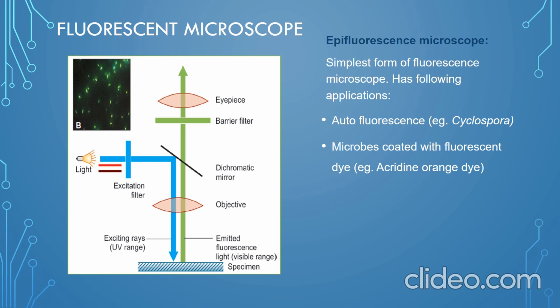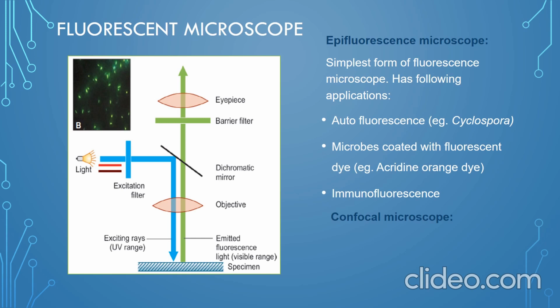One is epifluorescence microscopy, which is of simpler form, and the other is confocal microscopy, an advanced design. The epifluorescence microscope has some applications. It can be used for autofluorescence, like Cyclospora; the parasites can be examined in the epifluorescence microscope. Microbes that can be coated with a fluorescing dye, like acridine orange, auramine or rhodamine, can also be seen with epifluorescence microscopy.